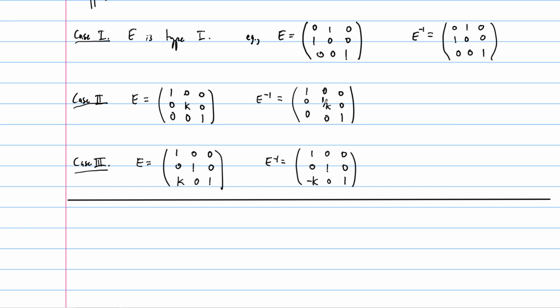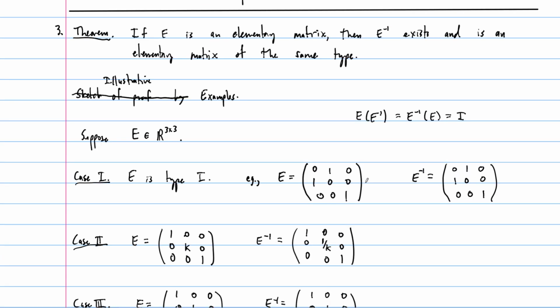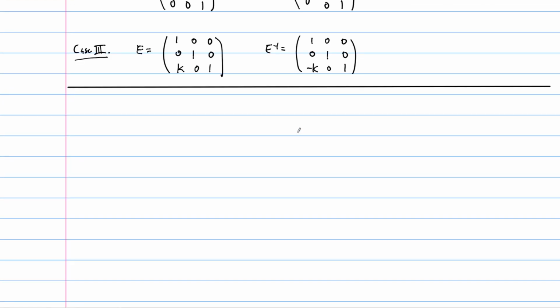Type 2, the inverse is also type 2. Type 3, the inverse is also type 3. Okay? So the whole point here, the key to all this, is that the inverse of an elementary matrix exists. So elementary matrices are non-singular, and they are, again, elementary.